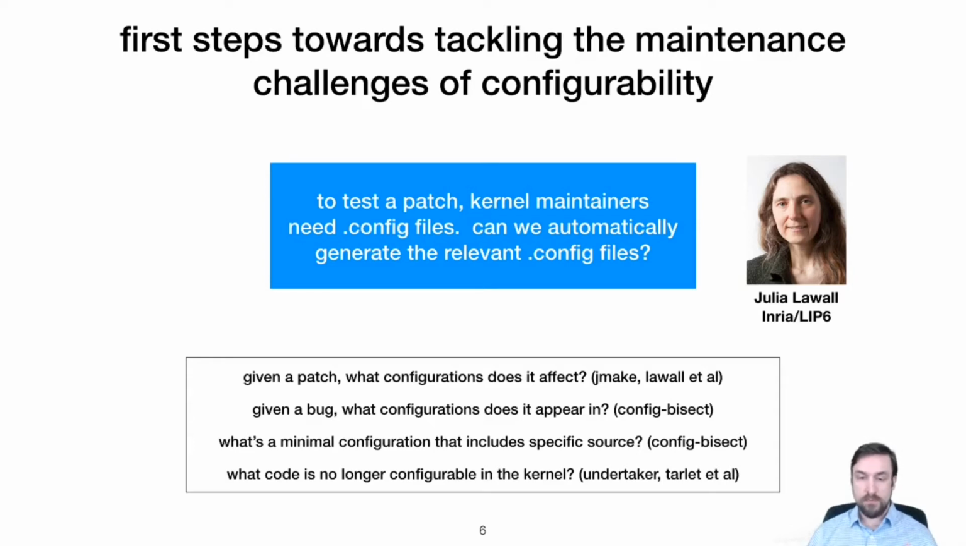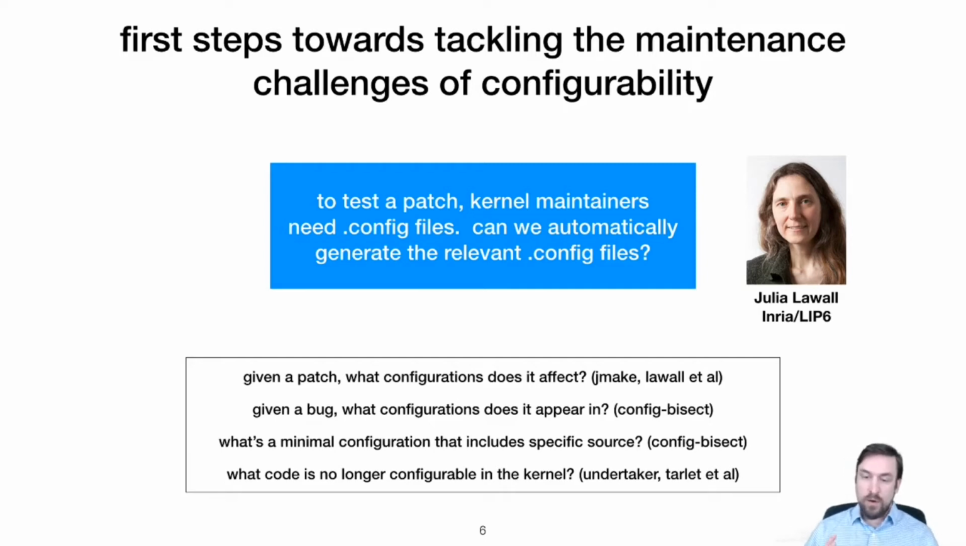Julia Lawall has a tool, JMake, which tries to find whether a patch is covered by an allyesconfig, and it can help find some configurations that will test some patches. Config bisect is a tool that's included in the kernel, and that can help, using a testing approach, to find some configuration that exercises a bug. And Undertaker, by Tartler et al., actually seeks to find dead code in the kernel.